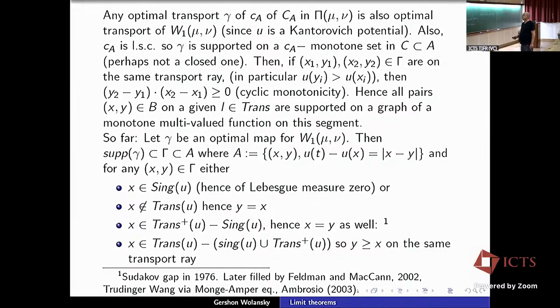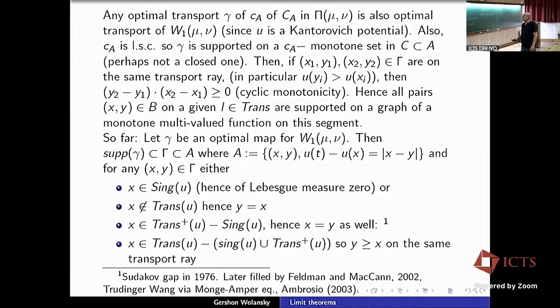Another thing may be that x is a point which is not in any transport line because it's isolated. The Lipschitz constant at the point x is 1, but there's no line which goes through this point. Maybe the line shrinks to just one point. This is like a dust.